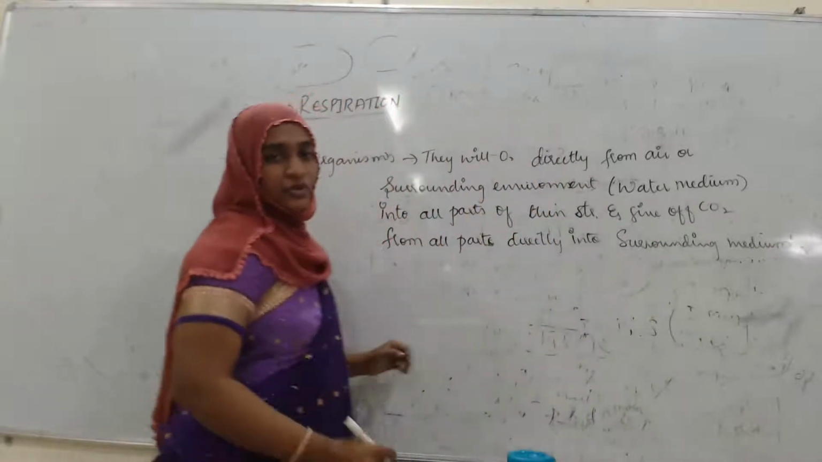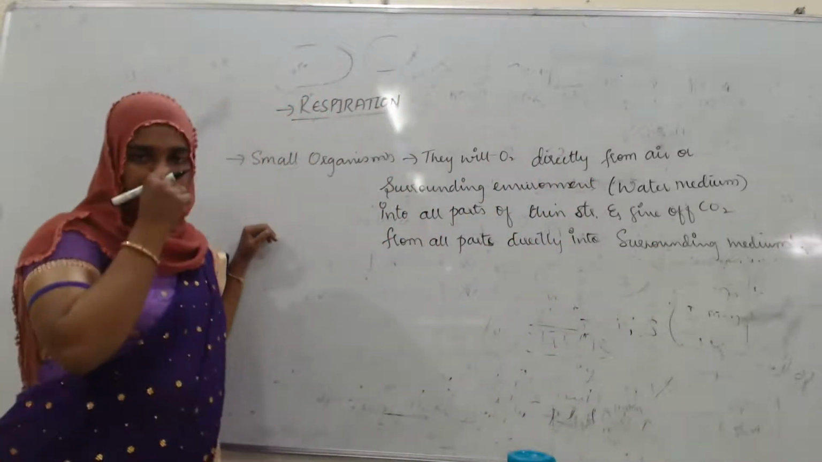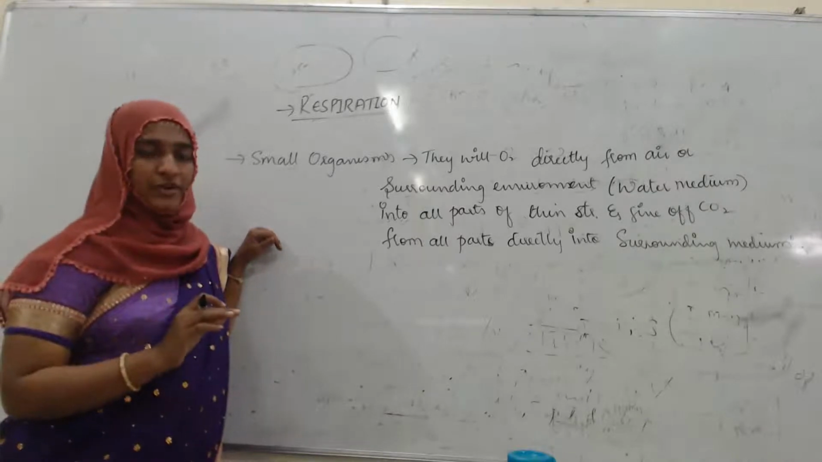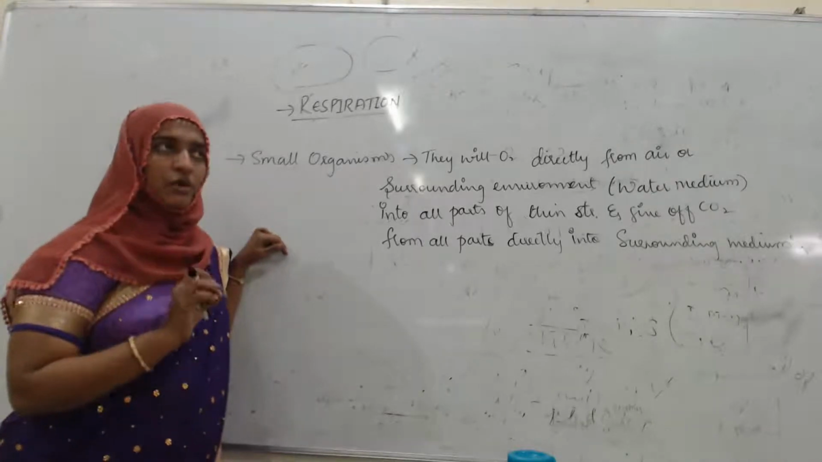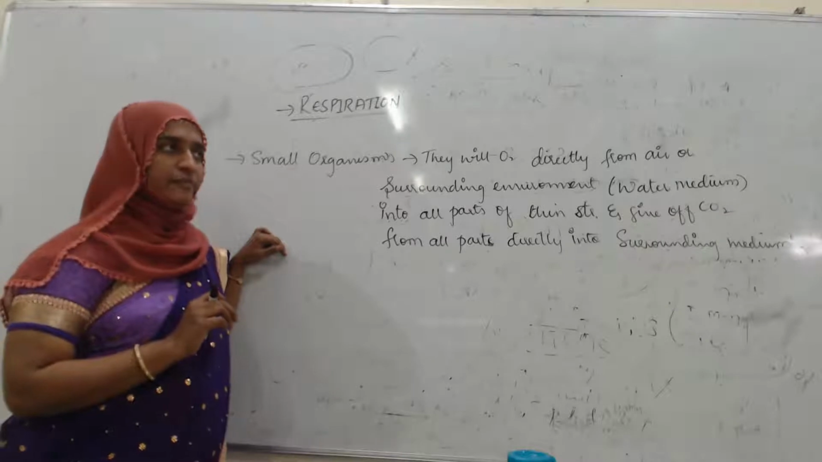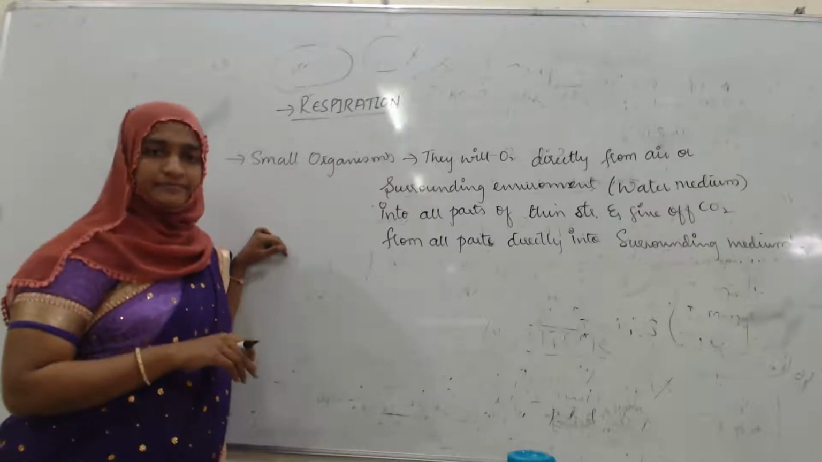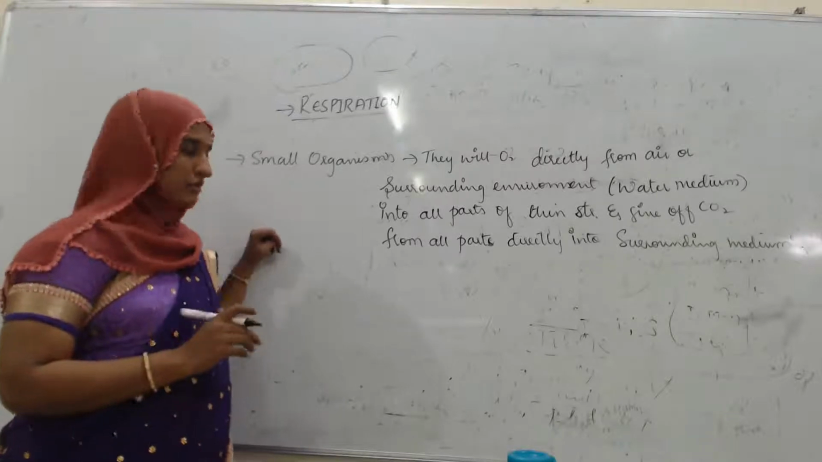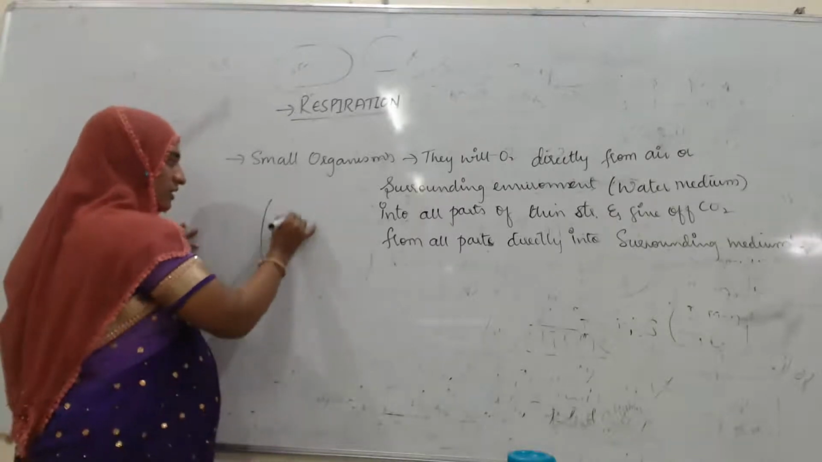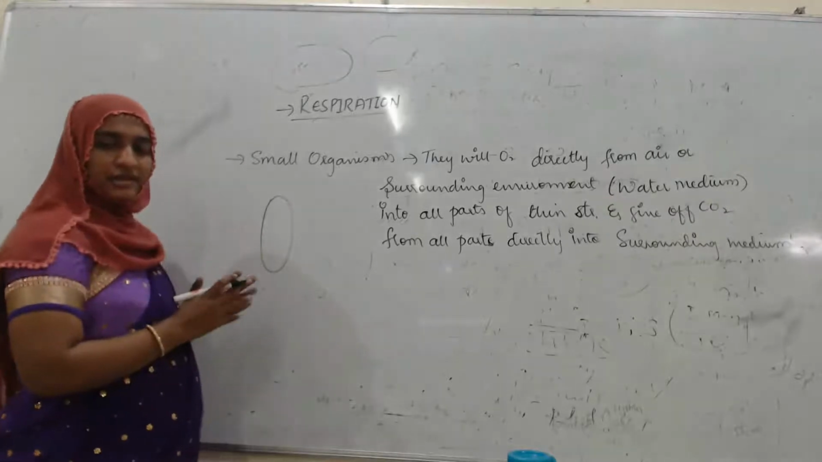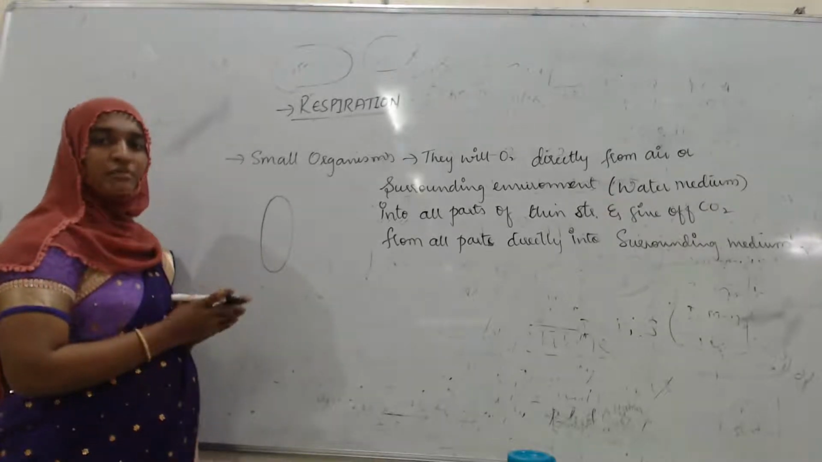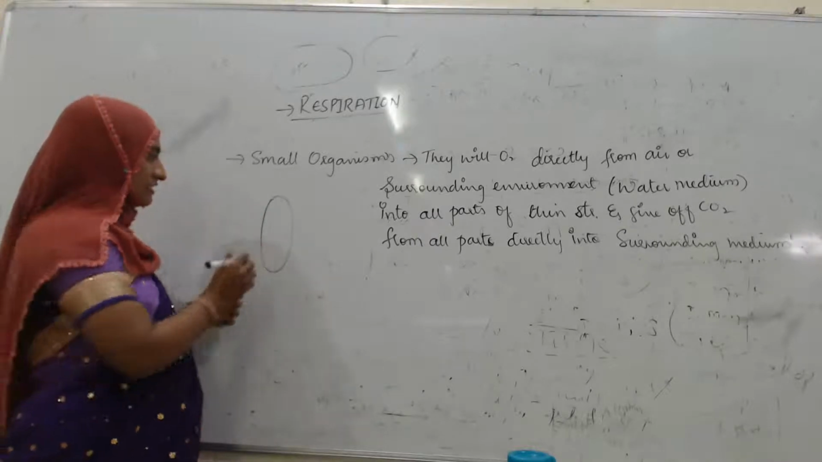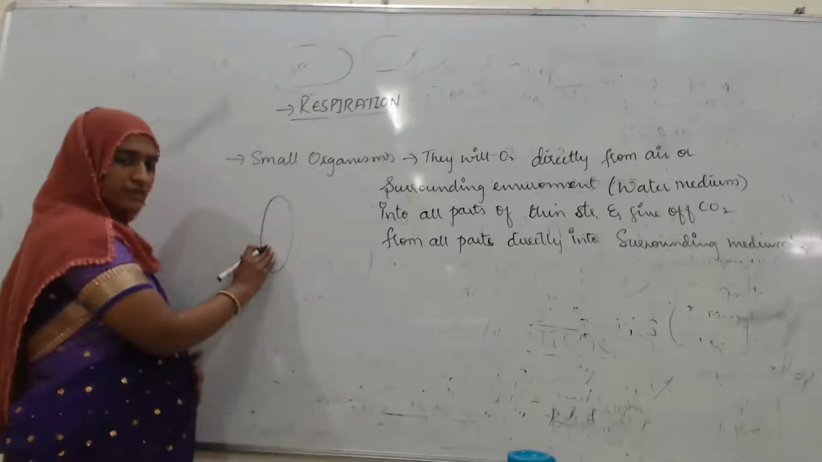So here, if we take one smaller organism, how are they going to respire? First we will see, smaller organism means we will take one insect. Insect is one of the smaller organisms. Here you see, this is the body of an insect. Their body is also made up of many cells. They also have cells and tissues, and all cells require oxygen.